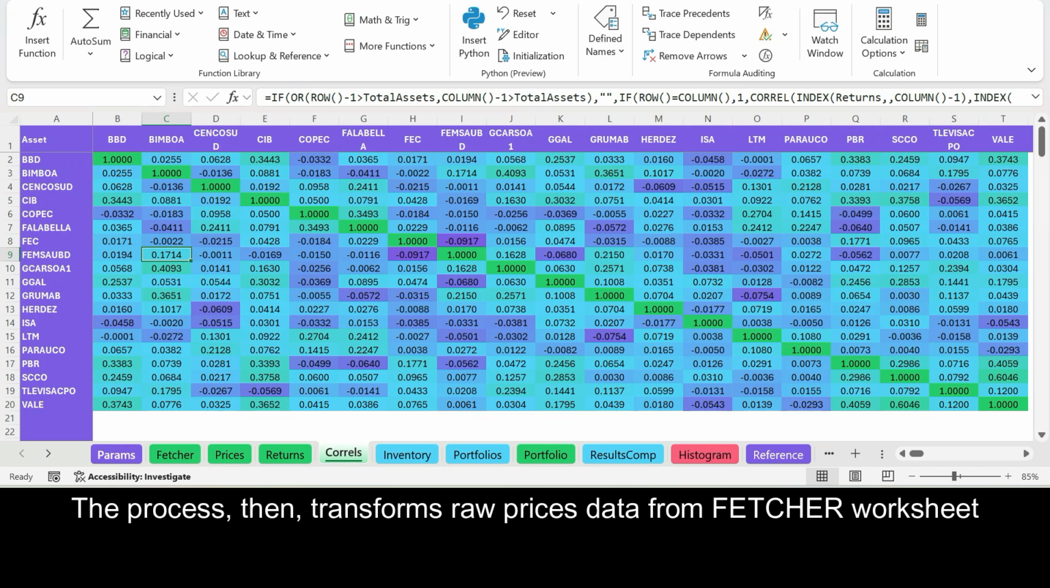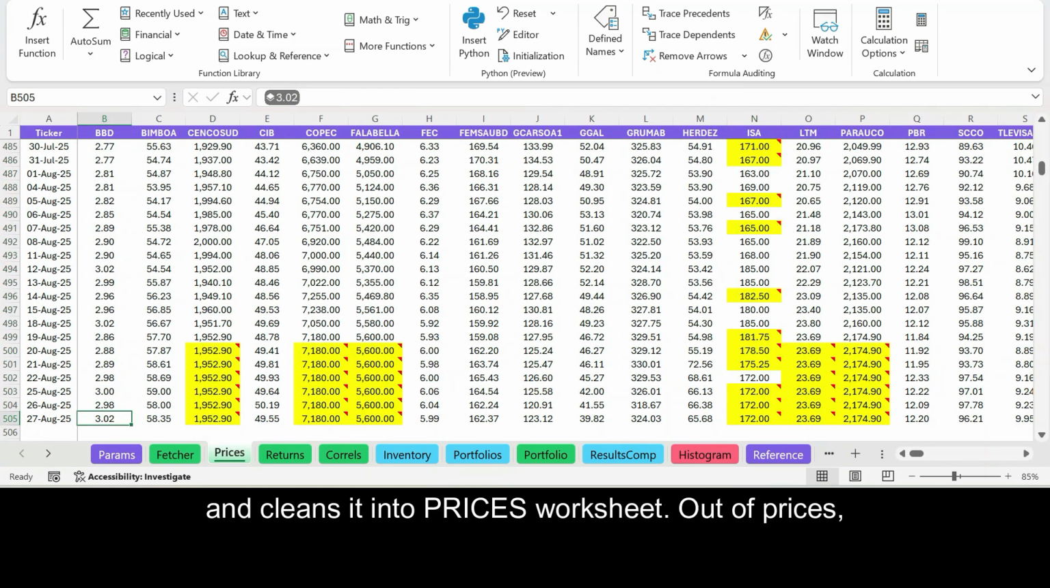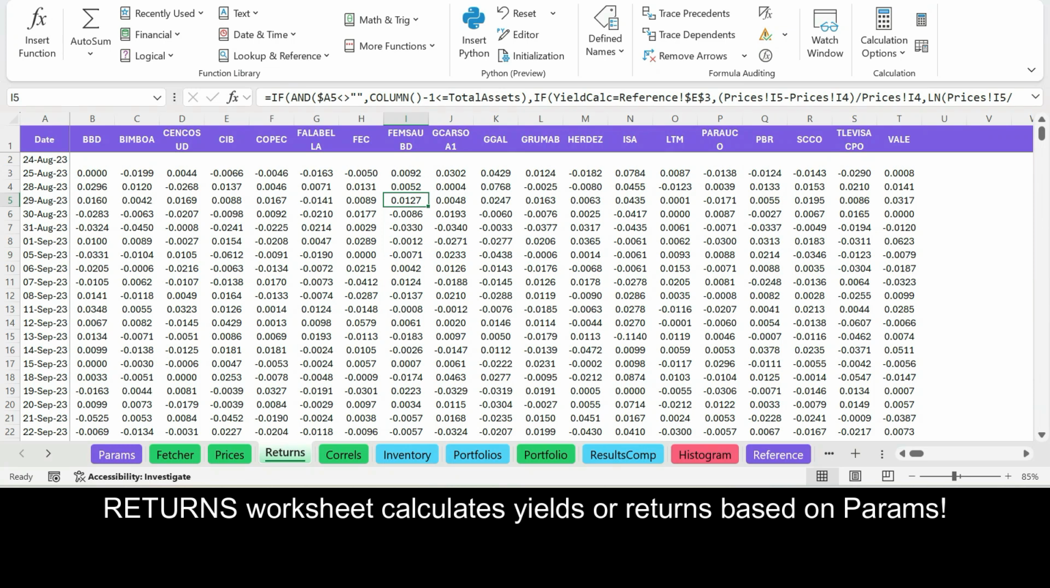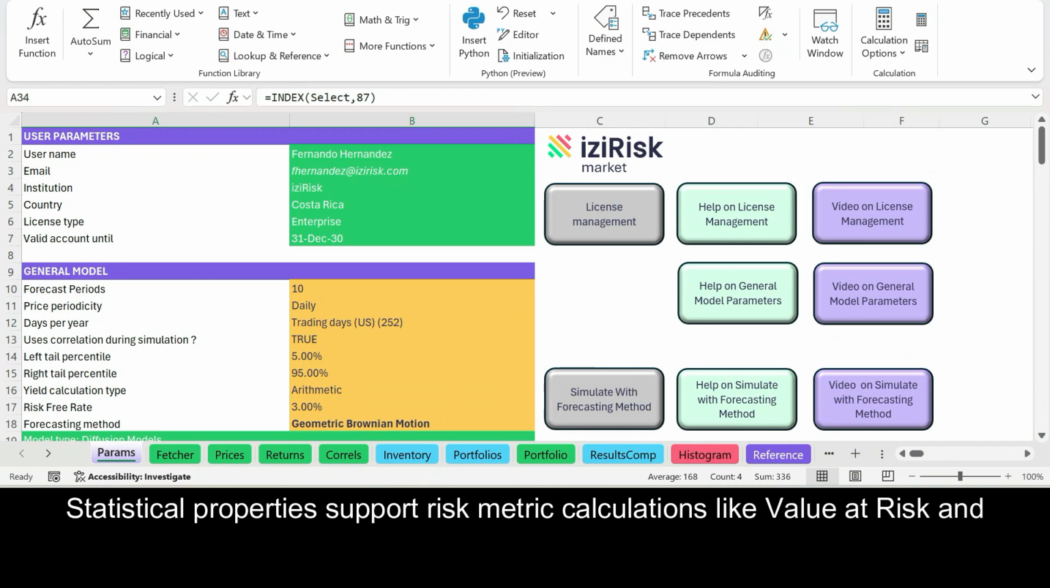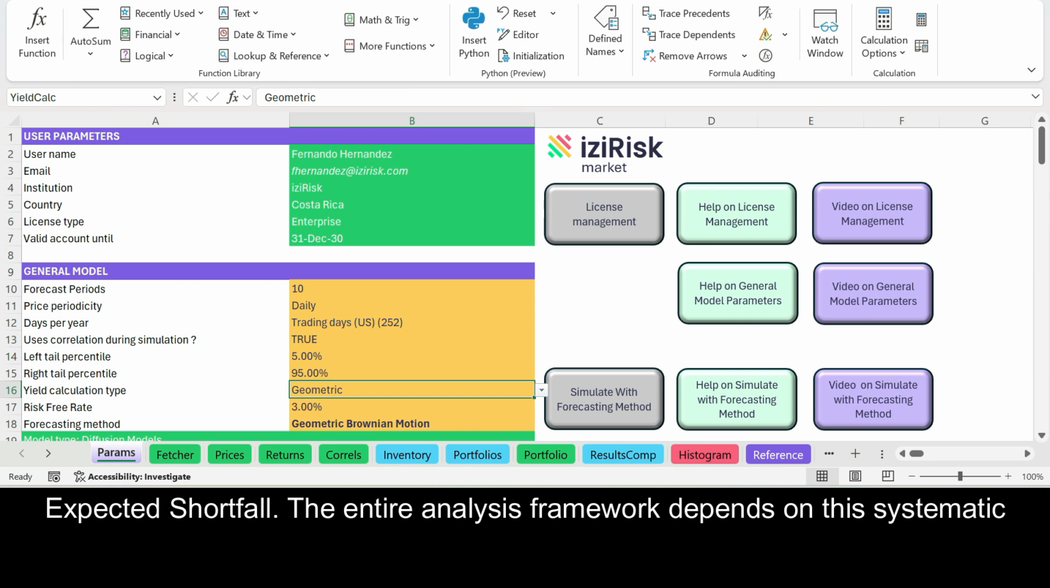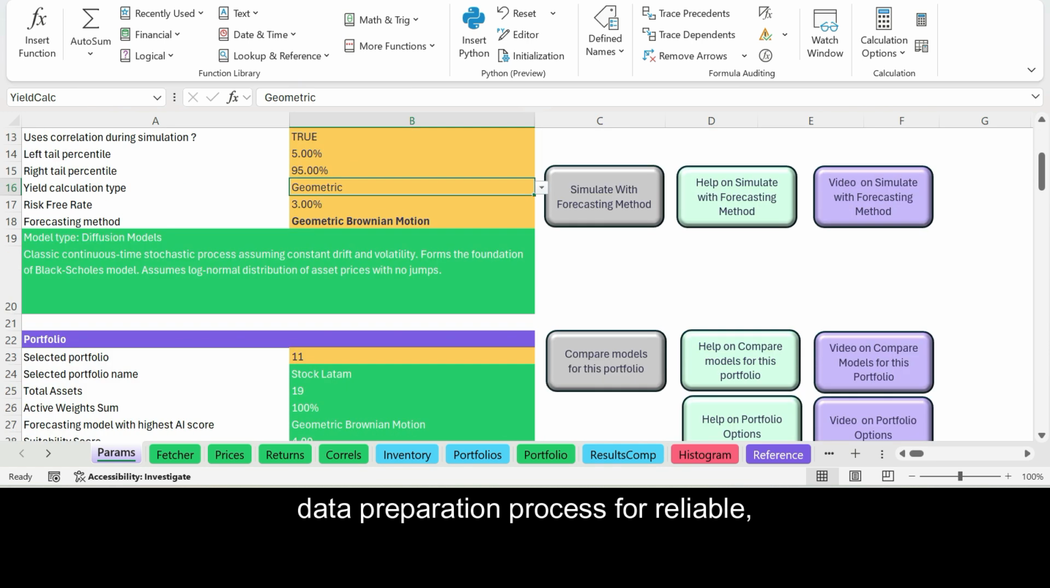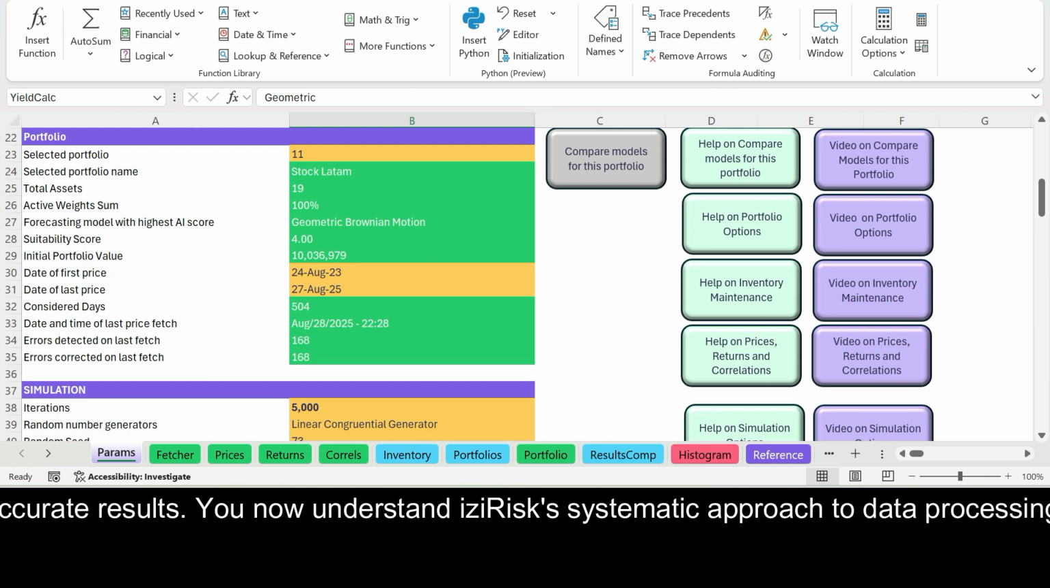The process transforms raw price data from the Fetcher worksheet and cleans it into the prices worksheet. Out of prices, the returns worksheet calculates yields or returns based on parameter B16, the yield calculation type. Statistical properties support risk metric calculations like value at risk and expected shortfall. The entire analysis framework depends on this systematic data preparation process for reliable, accurate results.